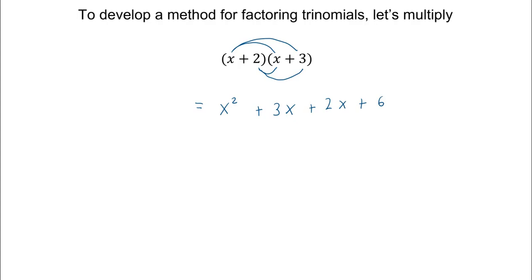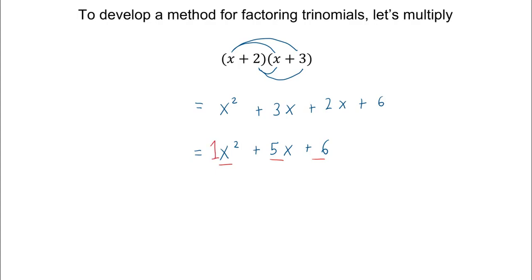Now let's combine our like terms in the middle. 3x and 2x are like terms. So we'll have 3x plus 2x is 5x, and plus 6. So when we multiply x plus 2 times x plus 3, we get x squared plus 5x plus 6. So that was the process of multiplying a binomial by another binomial. And the result is a trinomial, 1, 2, 3 terms, with a leading coefficient of 1.